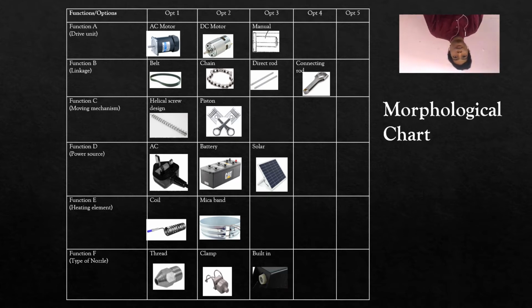For function C, moving mechanism, we have helical screw design and piston. For function D, power source, we have AC for the AC motor, and for the DC motor we have battery and solar. For function E, the heating element to give heat to the material, we have coil and mica band. For the last one, function F, type of nozzle, we have thread, clamp and built-in.